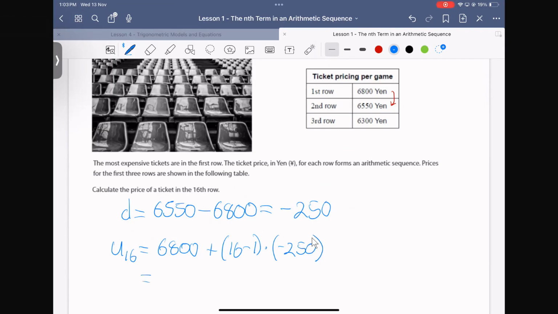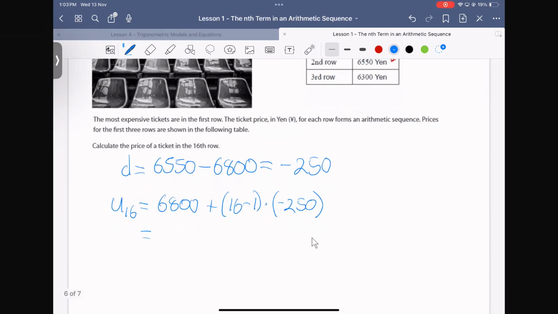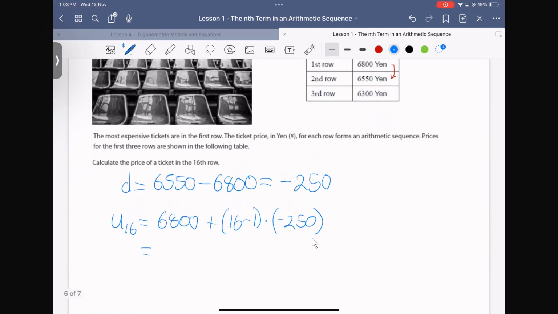Pop this into our calculator, and we're going to get some number less than 6,000. What do we get? 3,050. And then the currency is yen. Here is our answer to the question. Typically, you don't get marked down for not putting the currency.